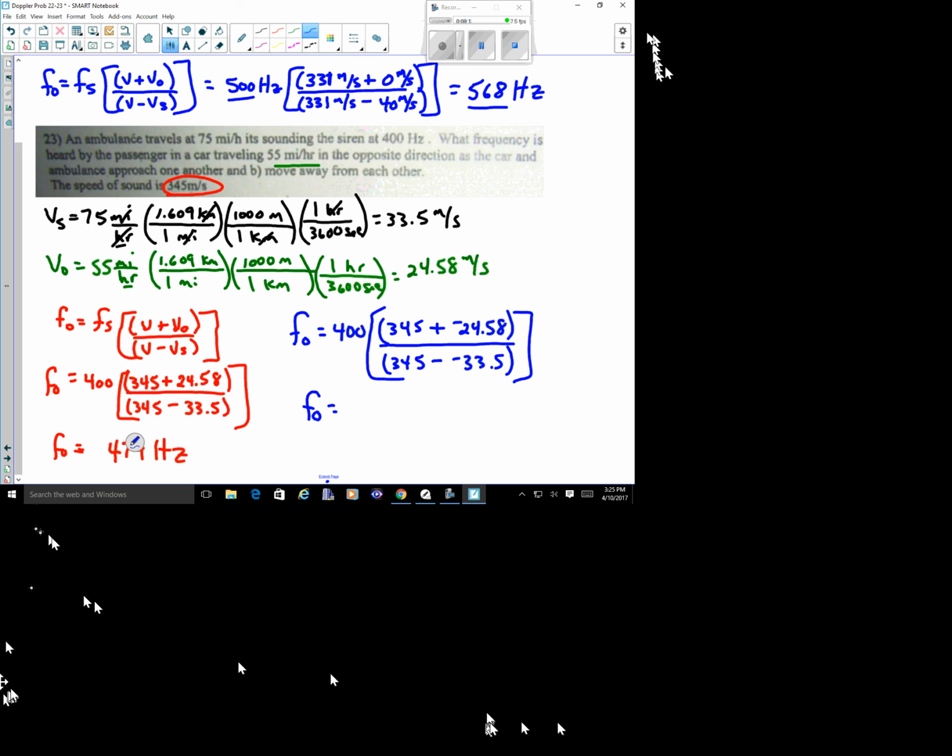Well, both of those make sense because the siren is actually sounding at 400, okay? But when they're going towards each other, it gets higher at 474. When they're going away from each other, the pitch gets lower at 338.